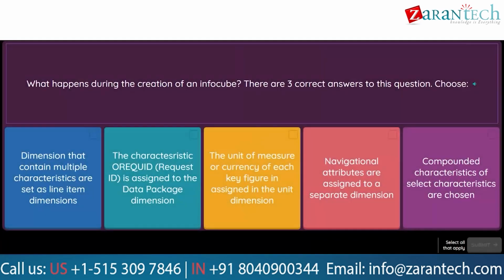Question: what happens during the creation of an info cube? There are three correct answers to this question. Choose. Option 1: dimensions that contain multiple characteristics are set as line item dimensions. Option 2: the characteristic or GUID, request ID, is assigned to the data package dimension. Option 3: the unit of measure or currency of each key figure is assigned in the unit dimension. Option 4: navigational attributes are assigned to a separate dimension. Option 5: compounded characteristics of select characteristics are chosen.